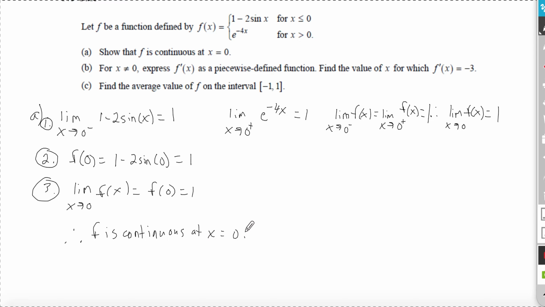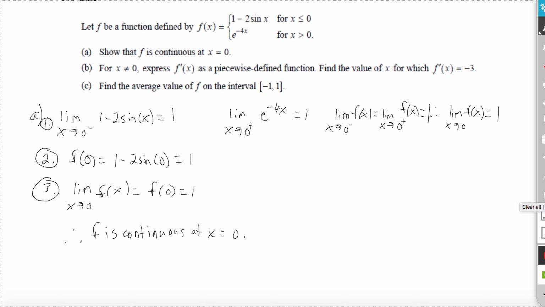You got to state the limits like we did up here. They're both 1, so the limit exists. The point f of 0 is 1. And the limit as x approaches 0 equals f of 0, which is 1. Therefore, f is continuous at x equals 0. Those 2 points are for this entire analysis. You had to get everything here for the 2 points.